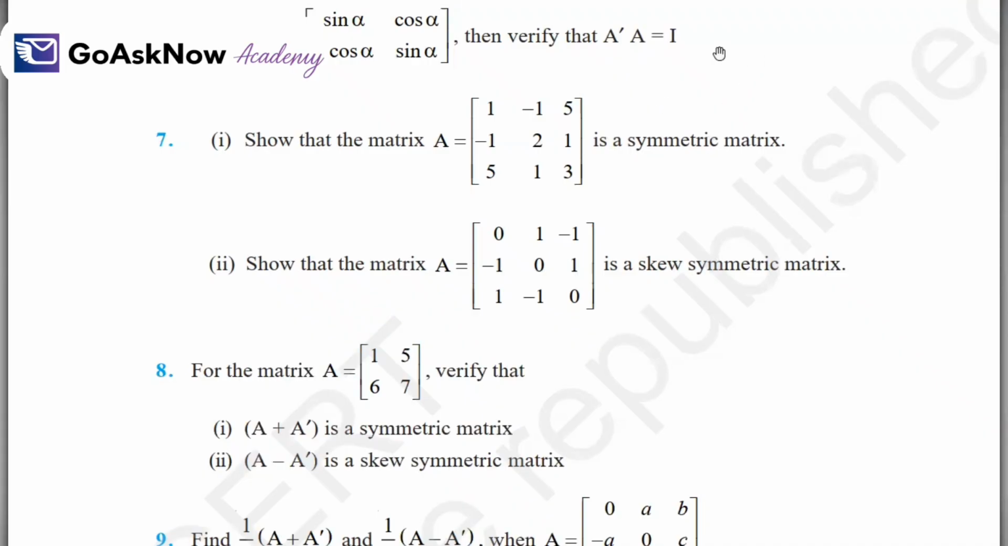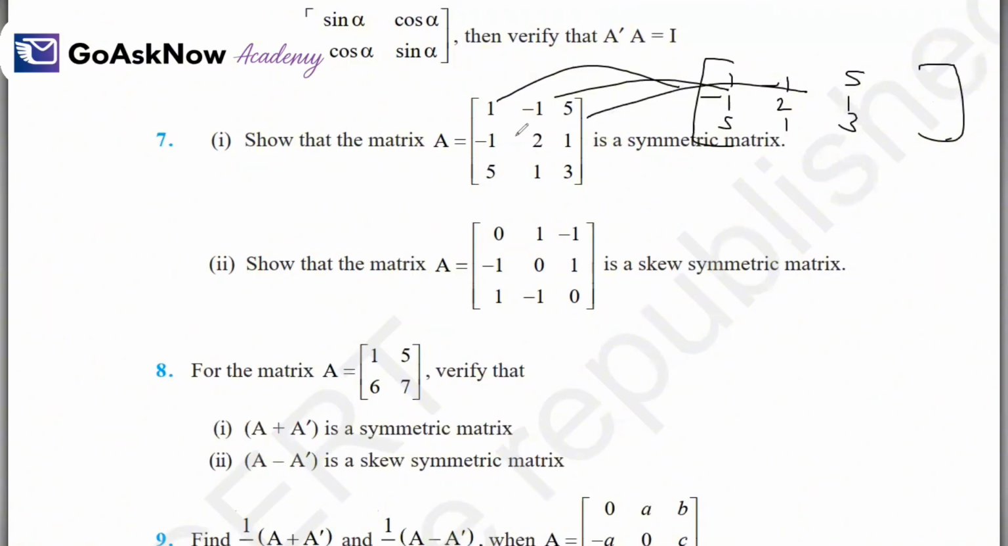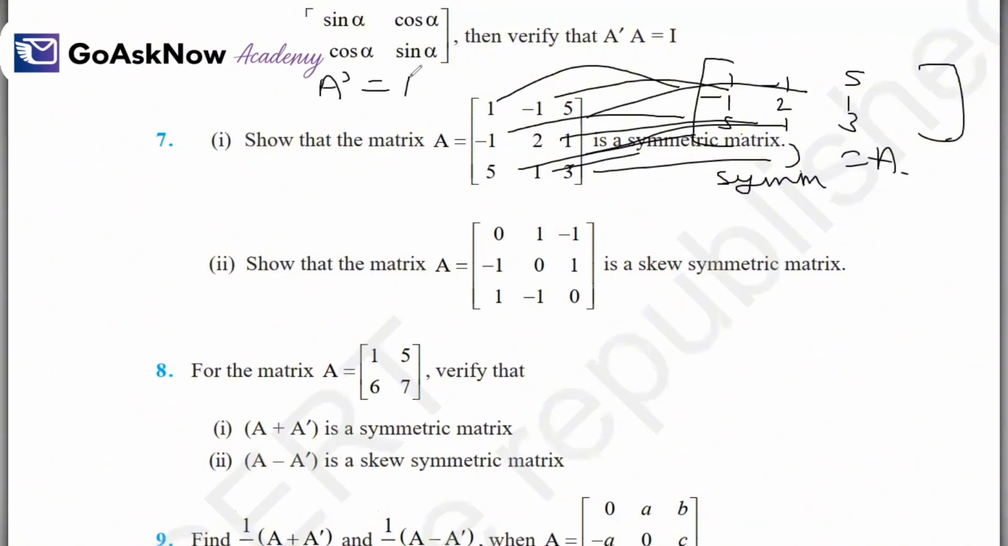So just write the transpose. When you interchange the row with the column, you will get 1 minus 1 5. Then here you will get minus 1 2 1. Then here 5 1 3. See here, 1 minus 1 5, minus 1 2 1, 5 1 3. This is identical to the A matrix, so it will be what? This is a symmetric matrix because it is equal to A only. And if you take A dash and it is coming out equal to A, then it is a symmetric matrix. We have already covered this portion.